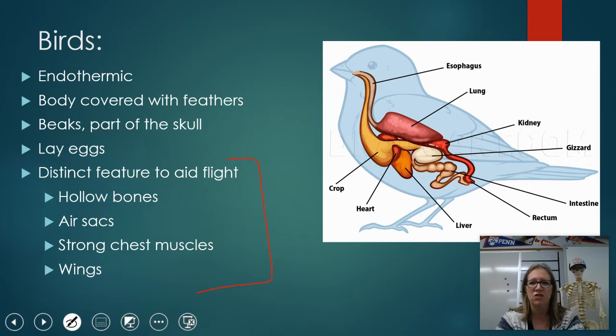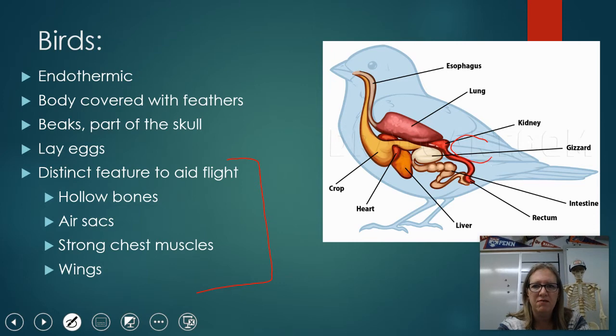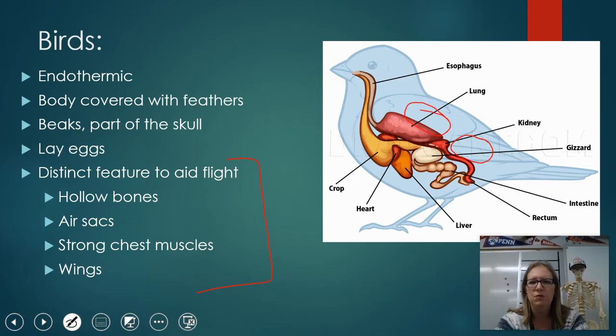They have these air sacs inside. So this picture doesn't show it, but they have almost like these kind of balloon-shaped things in their bodies, and they fill it with air, and it gives them extra air because they process so much oxygen because they burn so much with their flying. They have really strong chest muscles, okay? So when you eat a chicken breast, that's the chest muscle. When they flap their wings, those muscles are what allow them to flap their wings, okay?